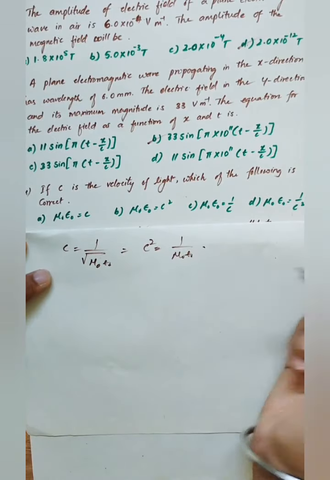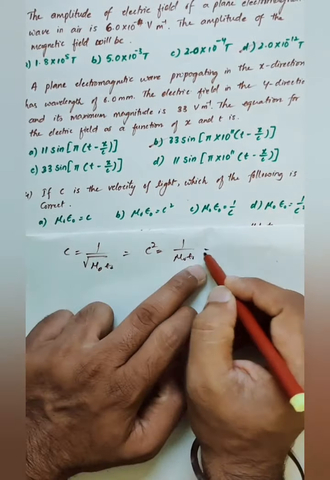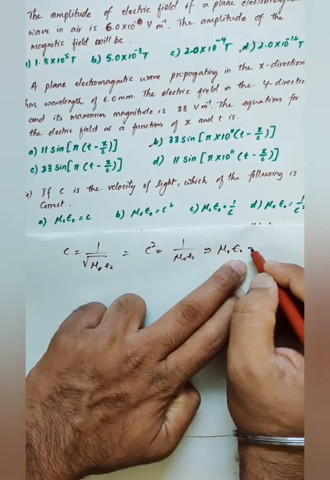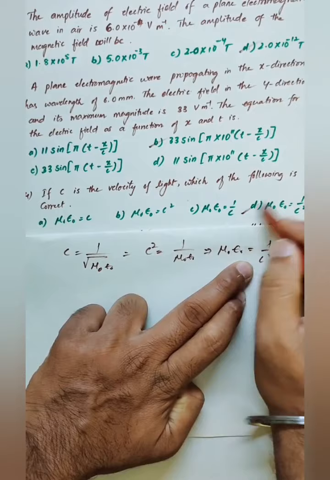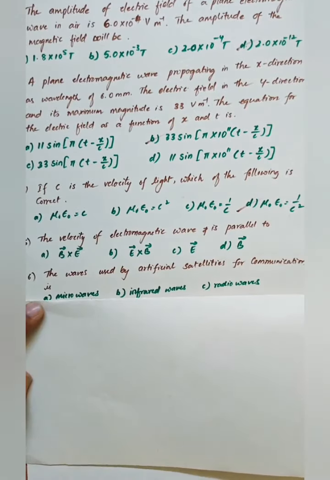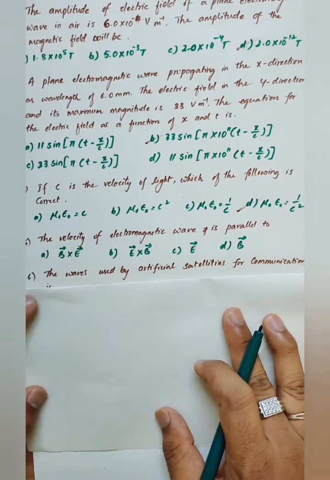Which is the correct answer now? So if you take this, it implies mu naught into epsilon naught is equal to 1 by c square. So option D is the right answer. Okay, fine, option D is the right answer. Now we have the next question.